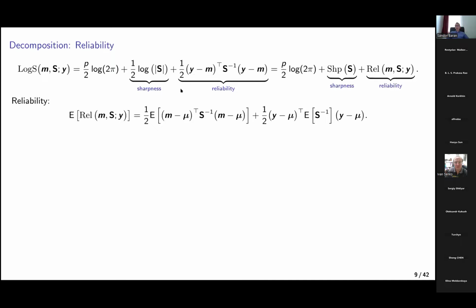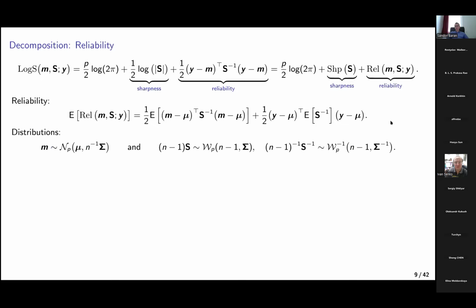So, we want to estimate the expectations, which is pure multivariate analysis. If you take the expectation first of this reliability term, it's easy to decompose in this way. You have here the sample mean and the theoretical mean, and here the randomness comes from the sample inverse of the sample covariance matrix. Obviously, the sample mean is Gaussian. N-1 times the sample covariance is a Wishart distribution. So its inverse is an inverse Wishart distribution.